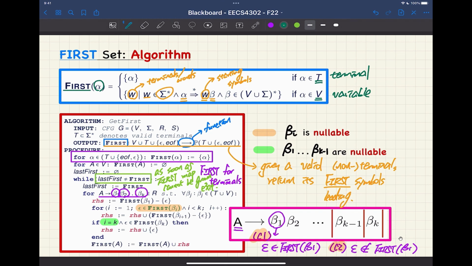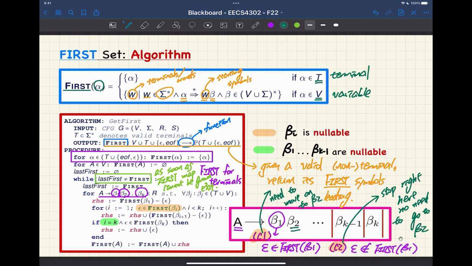So for case number 1, when epsilon is there, that means we need to move on to beta 2, right? We want to look at beta 2, and the same pattern will go on. Beta 2, there are also 2 cases. Either beta 2 has epsilon in its first set, or beta 2 does not have it, right? Follow the same pattern. You will see that exactly in the algorithm, which I'll show to you. And for case number 2, when epsilon is not there, that means stop right here. No need to go to beta 2.